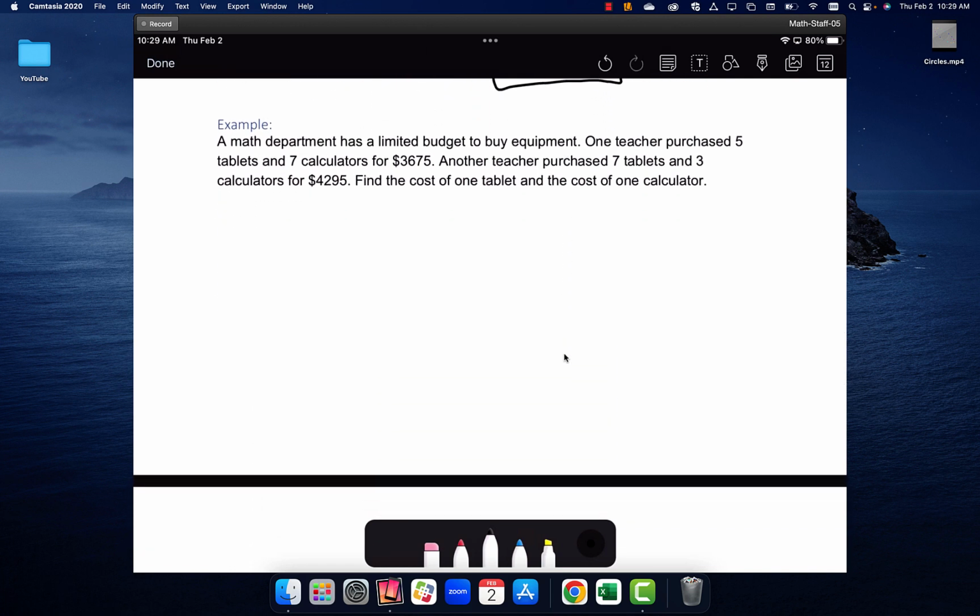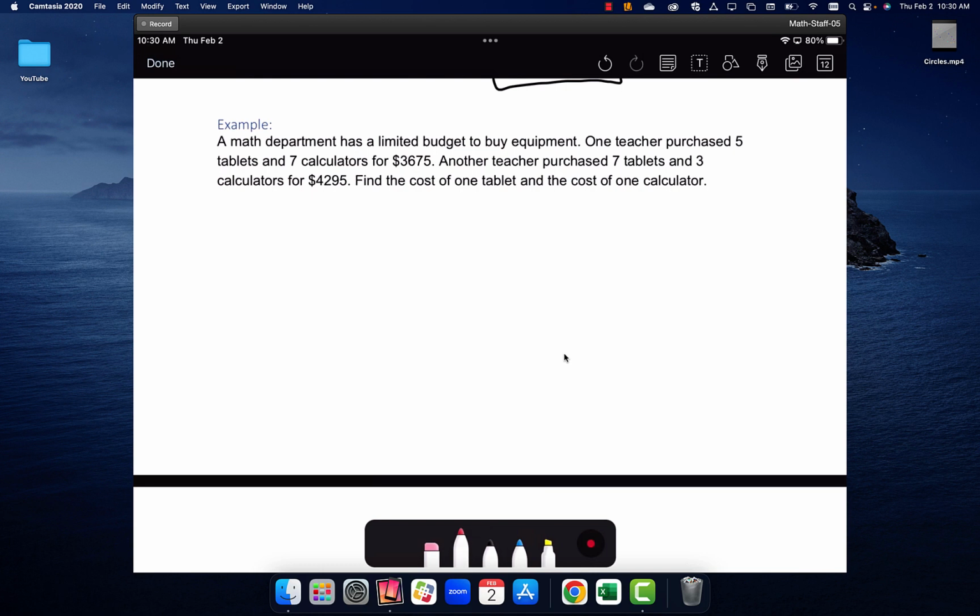Next, we're going to do an application using systems. A math department has a limited budget to buy equipment. One teacher purchased 5 tablets and 7 calculators for $36.75. Another teacher purchased 7 tablets and 3 calculators for $42.95. Find the cost of 1 tablet and the cost of 1 calculator.